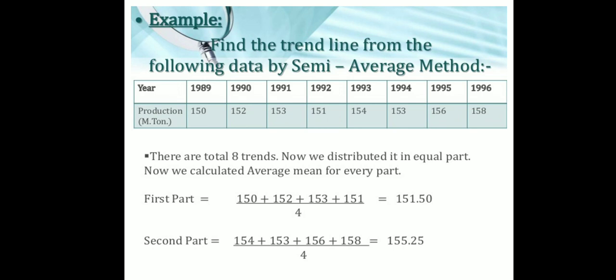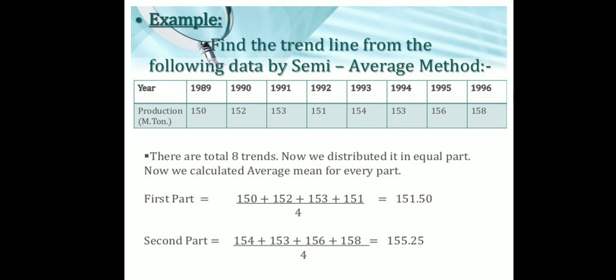So 8 data values are there, so 4 and 4. Take the 4. Now if it is an odd number, then you have to take the midpoint of that. So there are a total of 8 values. Now we distribute them into equal parts. Now we calculate the average, the mean, of every part.